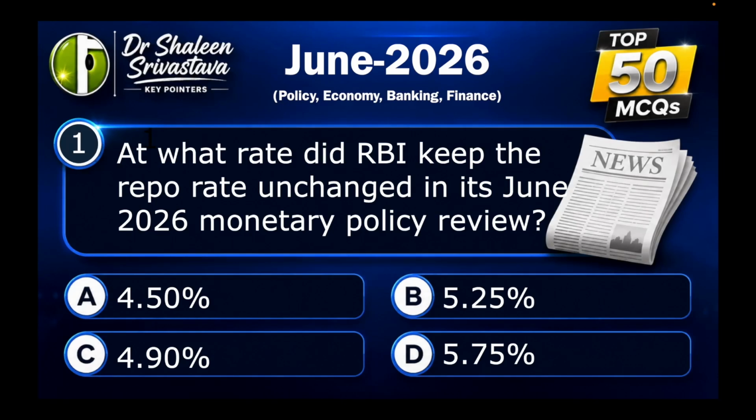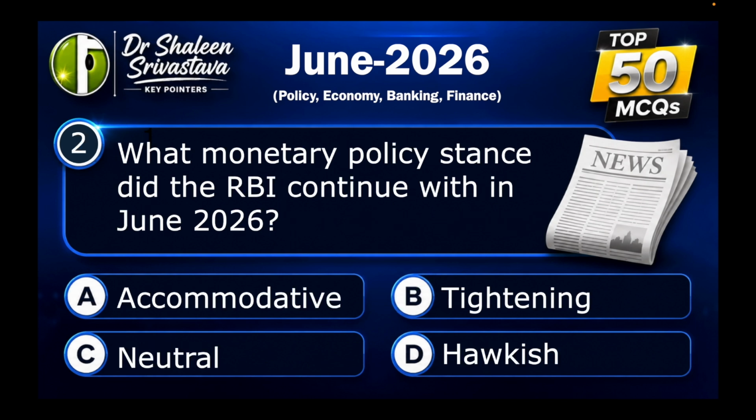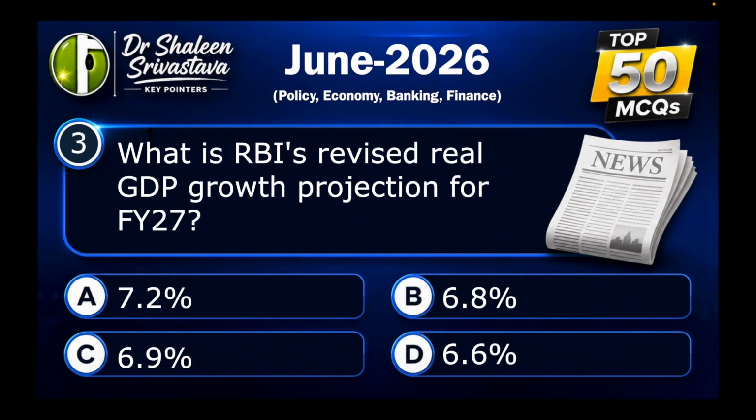At what rate did RBI keep the repo rate unchanged in its June 2026 monetary policy review? The correct answer is B, 5.25%. What monetary policy stance did the RBI continue with in June 2026? The correct answer is C, neutral. What is RBI's revised real GDP growth projection for FY27? The correct answer is D, 6.6%.